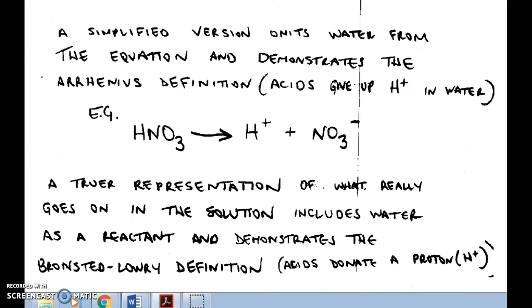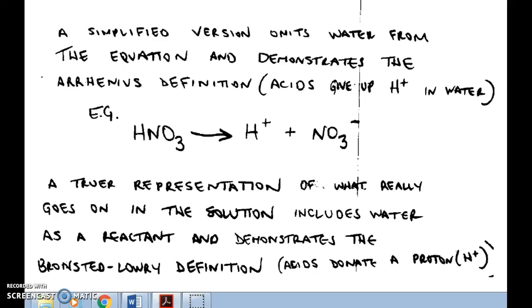So a simplified version of the dissociation equation omits water from the equation and demonstrates what we call the Arrhenius definition of acids, which simply says that acids give up hydrogen ion when they are in aqueous solution. So we can see the nitric acid in the example. The arrow goes in one direction because it's strong, and we're showing that it goes completely to the products, and it splits up into the H plus ion and the NO3 minus ion with their charges.